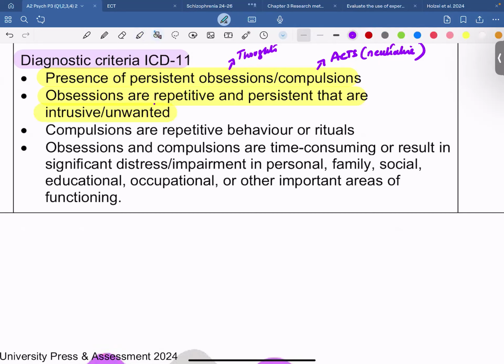Number 2, obsessions are repetitive and persistent that are intrusive and unwanted. So they're repetitive and persistent thoughts. They're always there. Compulsions are repetitive behavior or rituals. Obsessions and compulsions are time consuming. Yes, we saw this in the case of Sarah. They result in significant distress or impairment of personal, family, social, educational, occupational, or other important areas of functioning.